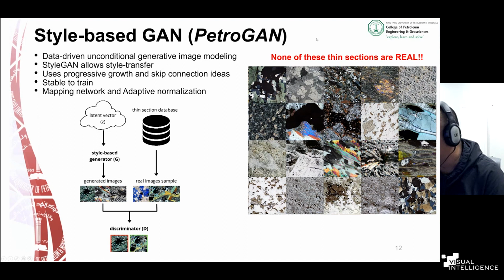And as you can see here, none of these thin sections are real, actually. This is all synthetic thin sections. If this is your first time seeing it, maybe some of you will think, okay, yes, this looks real, and some of you will completely say, yes, this is totally synthetic. Then how can we go about it? How can we actually evaluate this result?